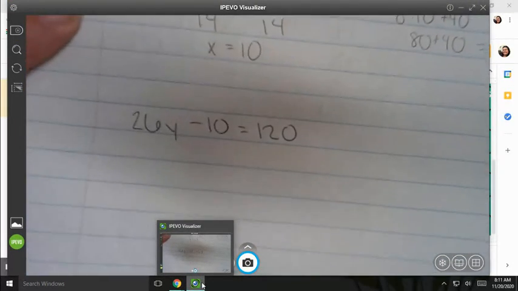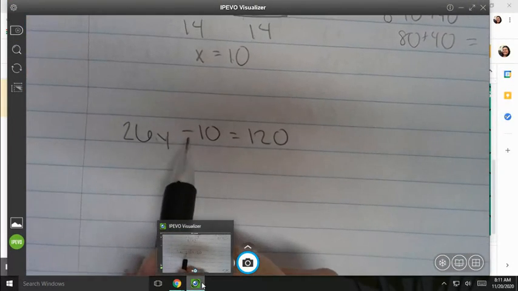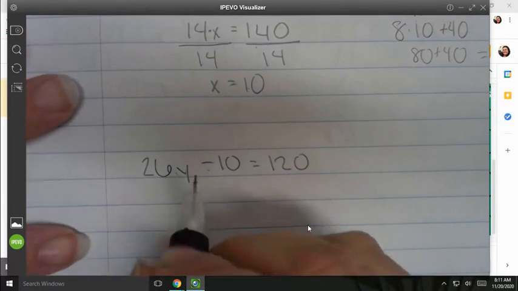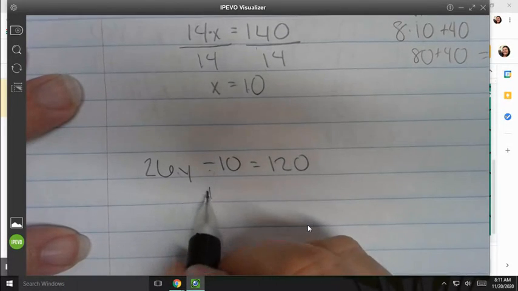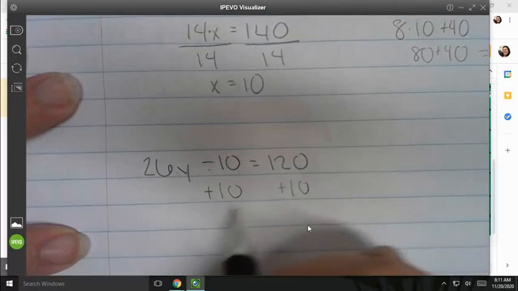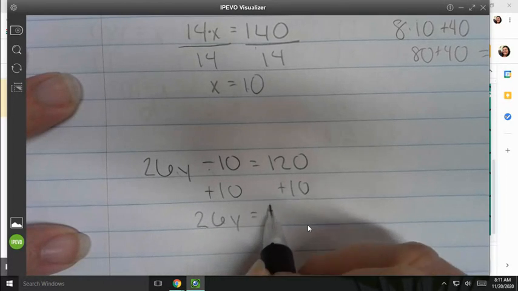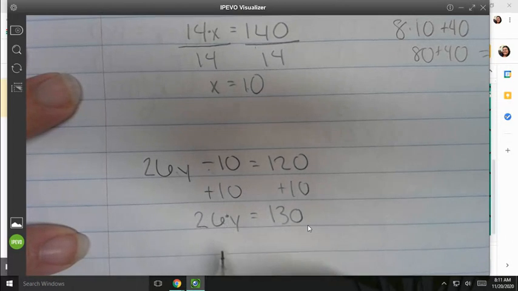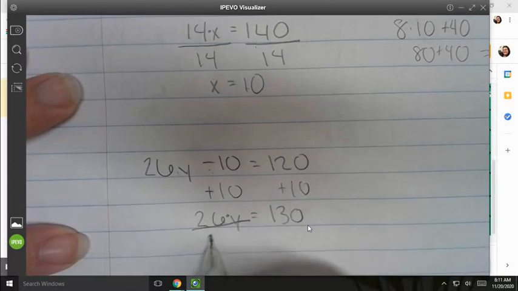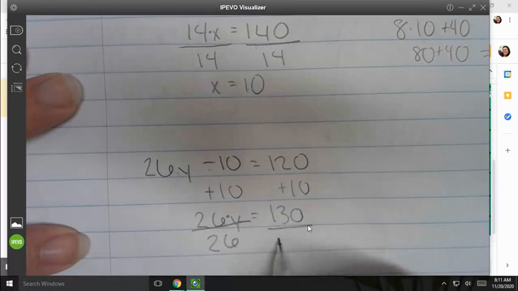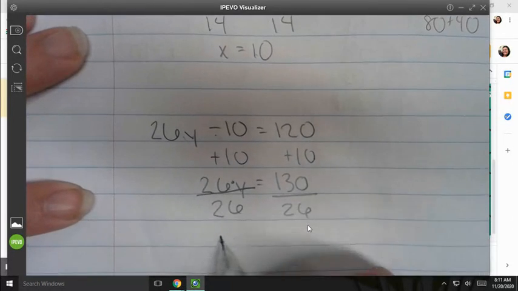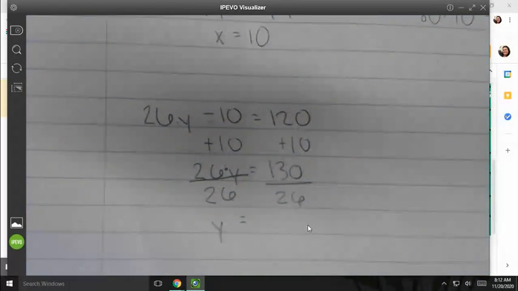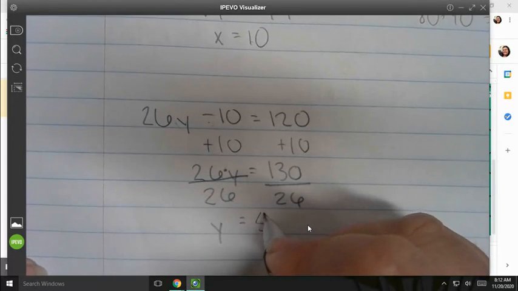So down here, we've got 26y minus 10 equals 120 degrees. So let's solve through. If this is minus 10, we're going to add 10 to both sides. So 26y equals 130 degrees. And 26y is really like saying 26 times y, and the opposite of that is division. So we're going to divide by 26 on both sides. I don't know what 130 divided by 26 is, but the handy dandy calculator does, and it tells me that it is 5.